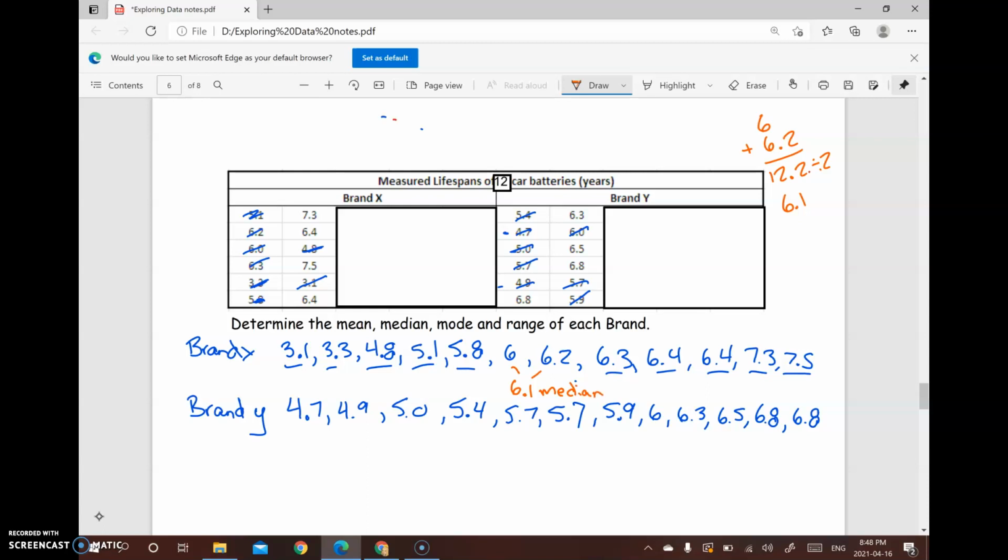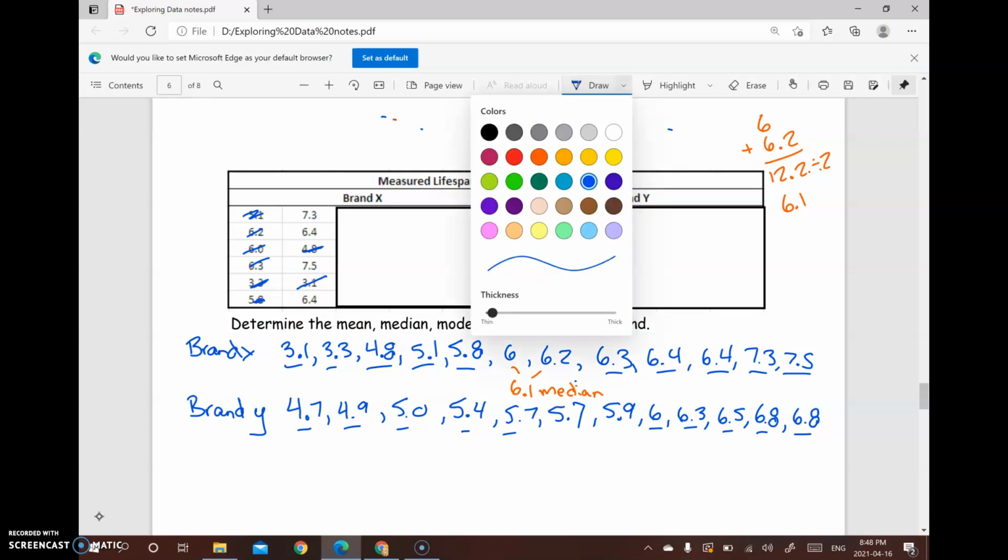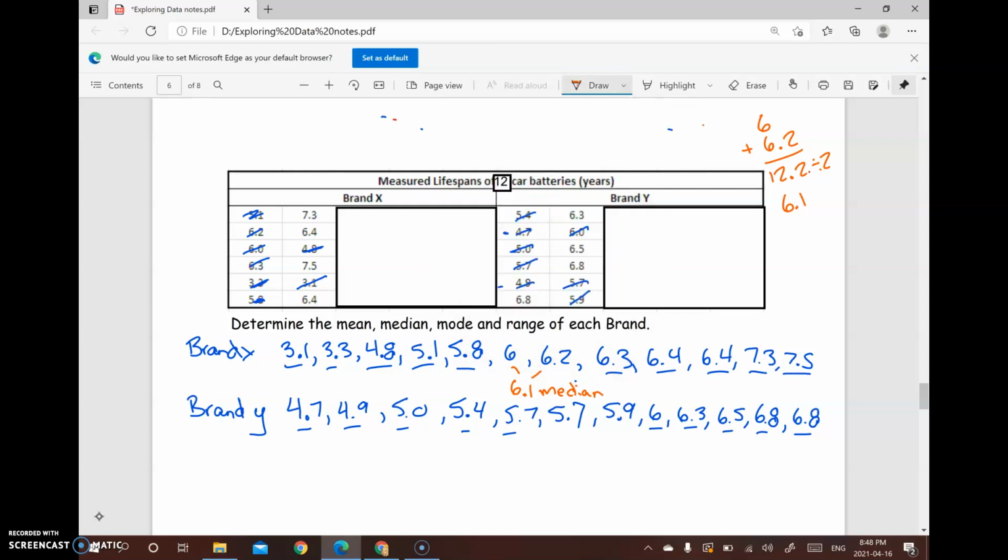So 6.1 is the median. In brand Y, we're going to repeat that same procedure until we find the middle number. So we have 5.7 and 5.9. Those numbers are a bit easier to see where the middle number is in between, and we get 5.8. So the median is higher in brand X.